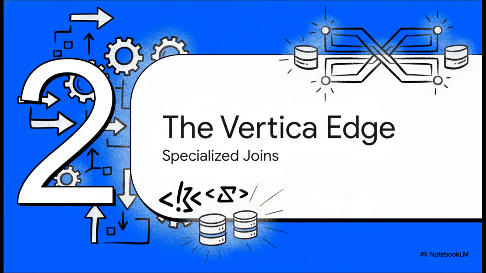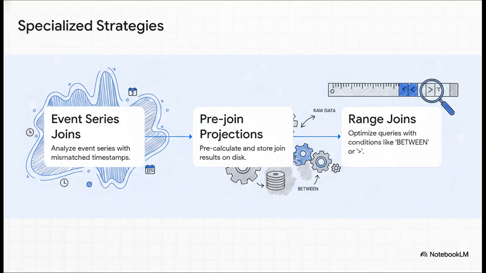Now let's get into the good part. What really gives Vertica its edge. We're moving beyond basic SQL now and into some specialized tools that are built from the ground up for high-speed analytics. Vertica has some really clever strategies for tackling tough analytical problems. We're talking about things like intelligently joining time series data with messy timestamps, or even pre-calculating the joins so your queries are practically instantaneous. Let's dig into a couple of these.